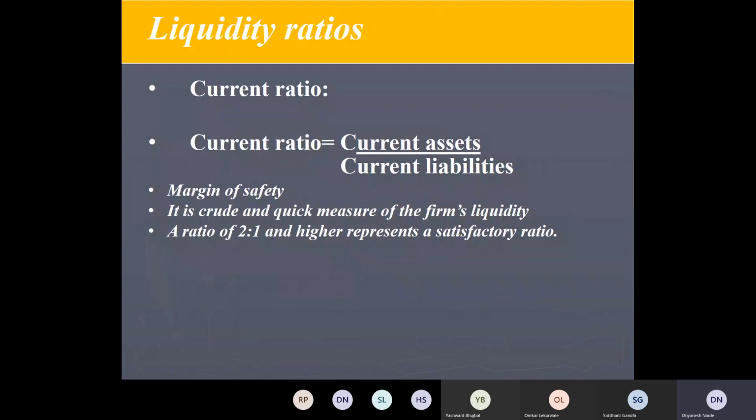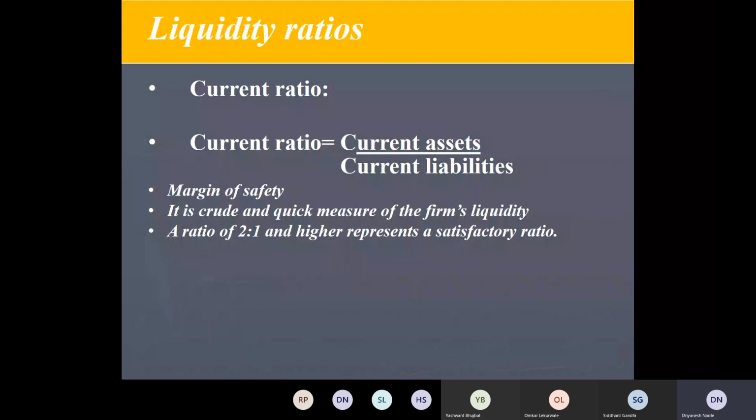Say for example, what is the satisfactory ratio mentioned in the slide? 2:1. So what do you mean by that? That means the current assets are twice the current liabilities. Suppose the current liabilities which we need to meet in this current year are 5 lakhs, and we are maintaining current assets of 10 lakhs, so they are double, isn't it? So that is a satisfactory current ratio. And it is almost double, so that is called a margin of safety.